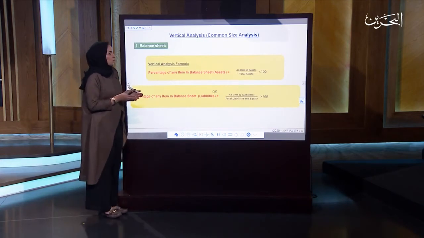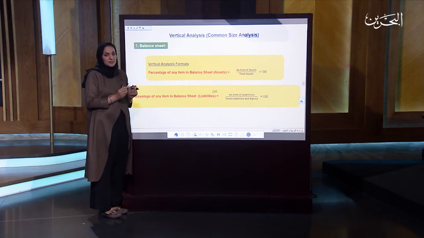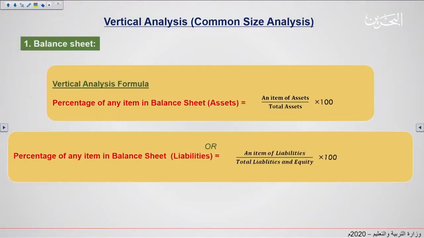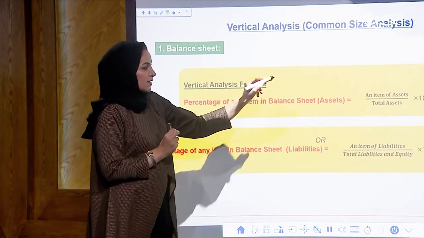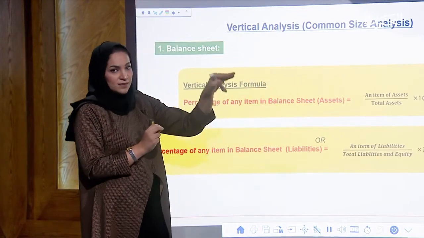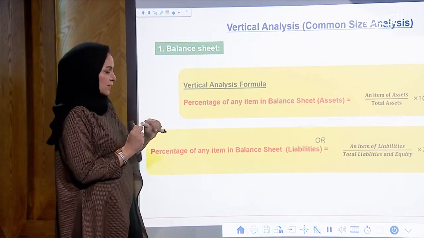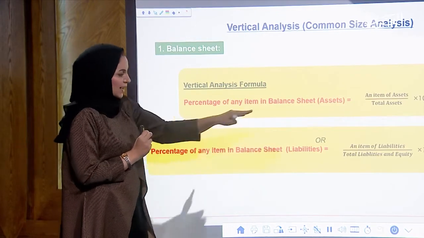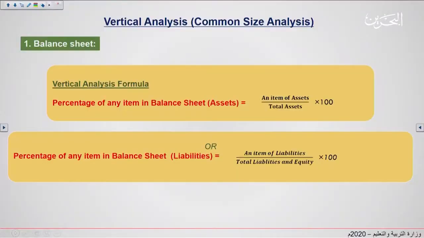Okay, let's start with the new part, vertical analysis, the second method of financial statement analysis. Also, we have two formulas, one related to the balance sheet and the second related to the income statements. Okay, balance sheets. Let's see, percentage of any item in balance sheet assets equal any item of assets divided by total assets. Okay, for liability, any item of liability divided by total liability and equity.